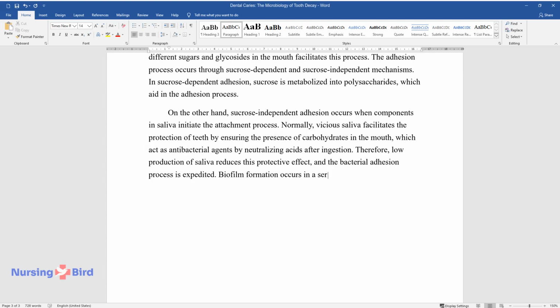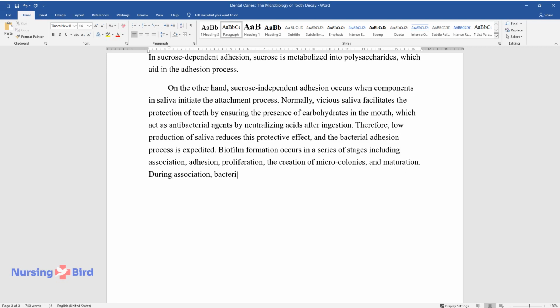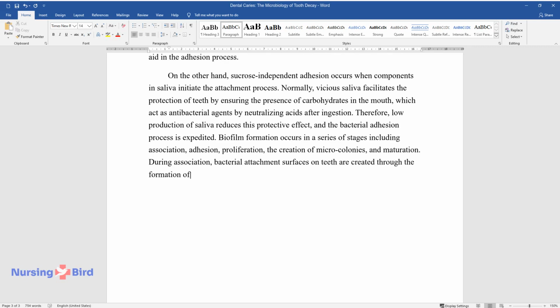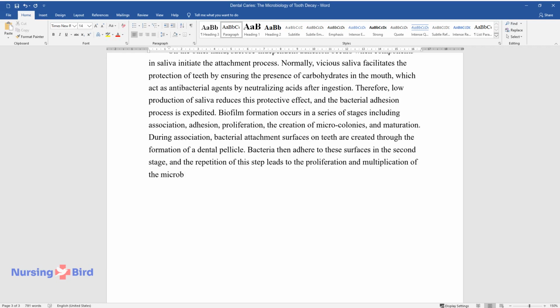Biofilm formation occurs in a series of stages including association, adhesion, proliferation, the creation of microcolonies, and maturation. During association, bacterial attachment surfaces on teeth are created through the formation of a dental pellicle. Bacteria then adhere to these surfaces in the second stage, and the repetition of this step leads to the proliferation and multiplication of the microbes.